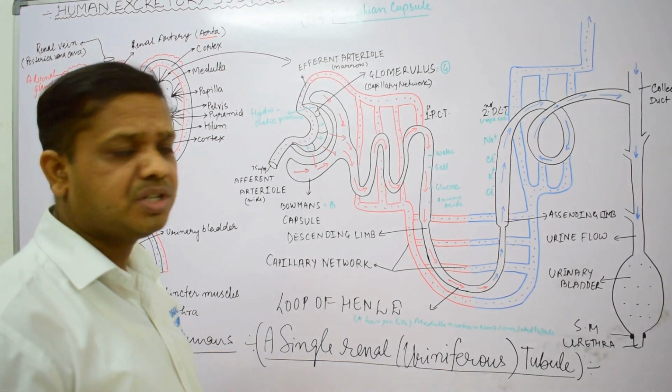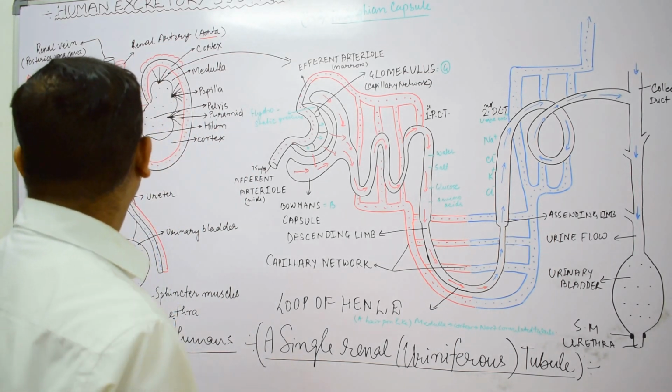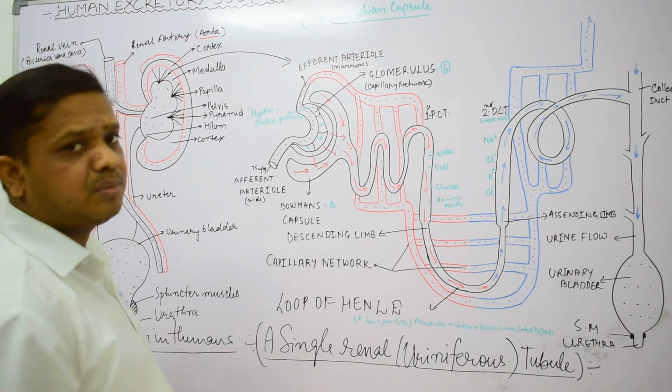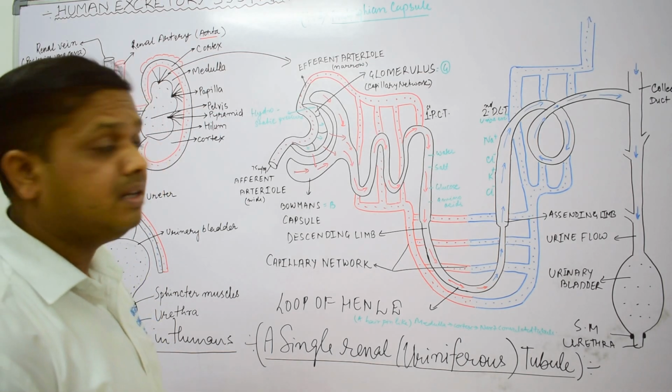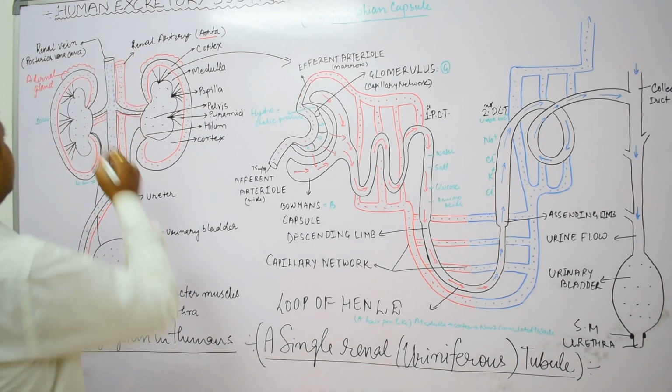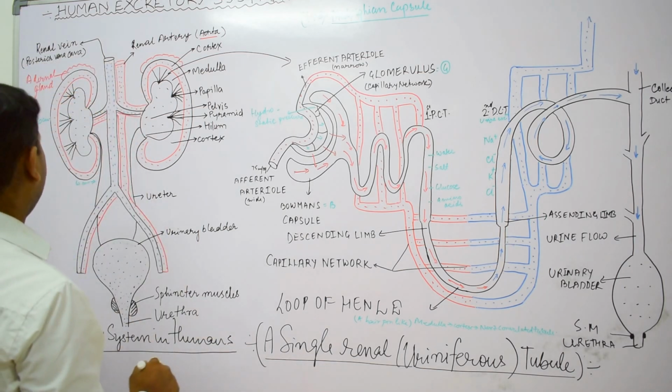This 1 mark question is also asked in examinations. The adrenal gland produces a hormone called adrenaline. So adrenaline is that important hormone which is secreted by the adrenal gland.